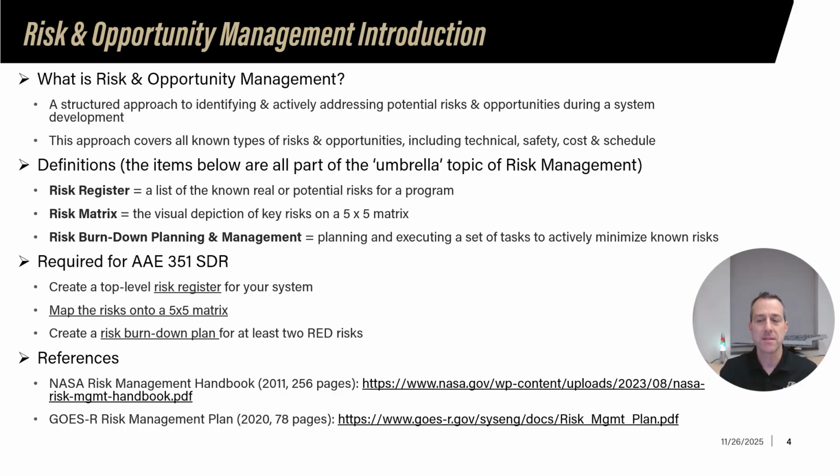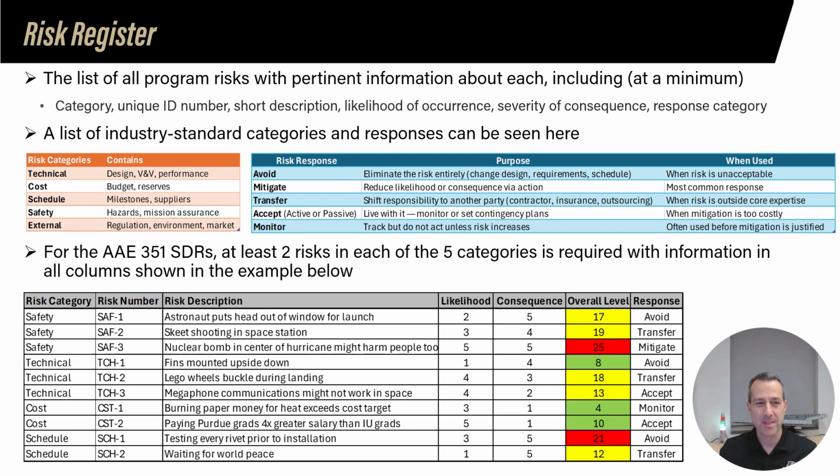Okay, so let's now get into the meat of it. So let's talk about a risk register first. The risk register is the list of all the program risks. The information on each risk that is necessary at a minimum are the category, a unique ID number, and again, just like putting page numbers on all of your slides, you need to really pay attention to your ID numbering for your requirements and your functions and your risks so you don't get it all mixed together, okay?